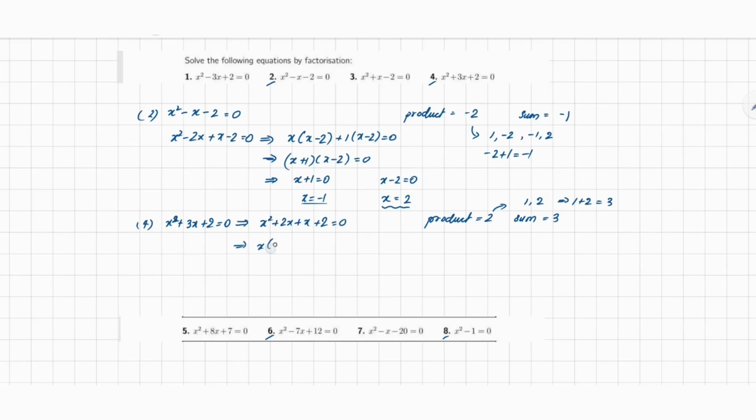We can take common factors out. So that's x times x plus 2 plus 1 times x plus 2 equals 0. We have x plus 1 times x plus 2 equals 0. We can equate each of the factors to 0 to get the roots. So we have x plus 1 equals 0 and x plus 2 equals 0. That gives us x equals minus 1 by subtracting 1 from both sides, and x equals minus 2 by subtracting 2 from both sides.